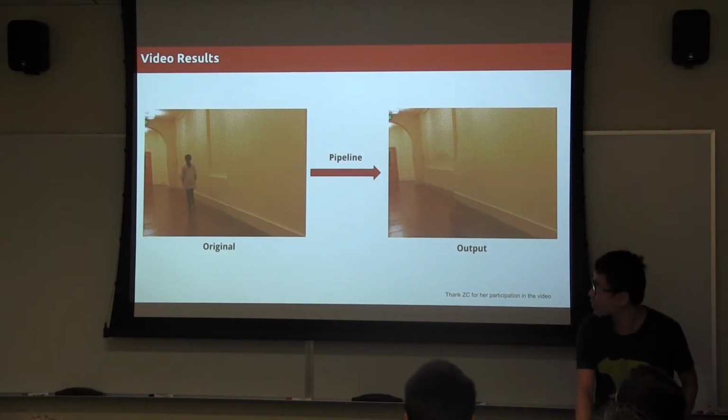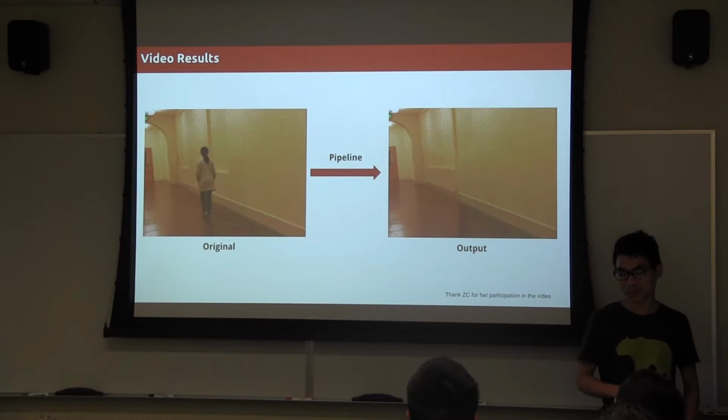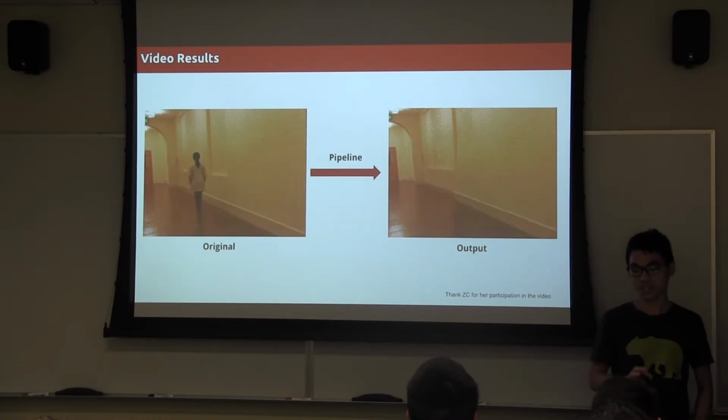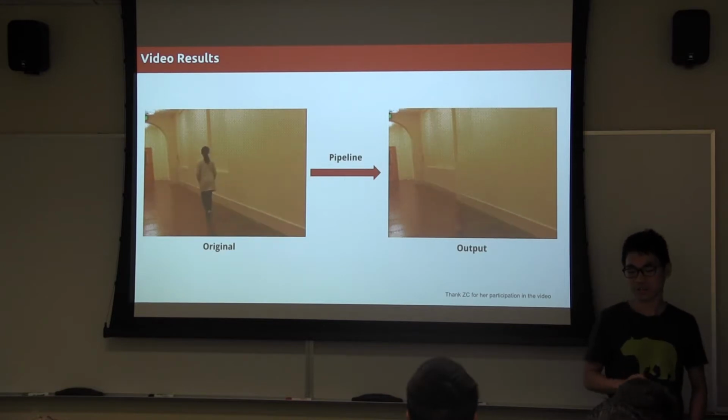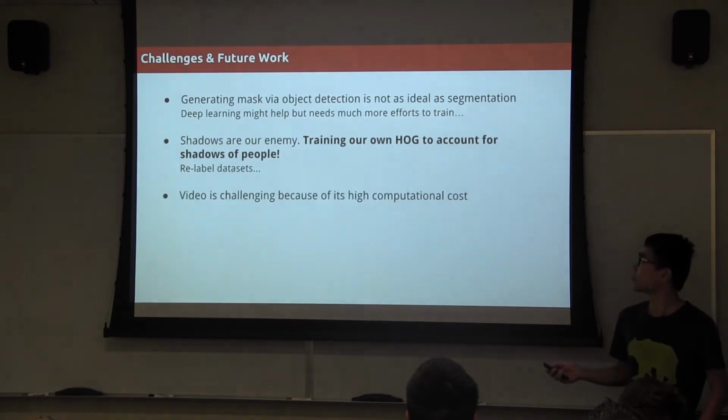And here is a video example. The walking pedestrian is removed from the corridor. If you only look at the upper half of the video, the person is basically inpainted. However, the shadow of the person went undetected and is thus not well inpainted.